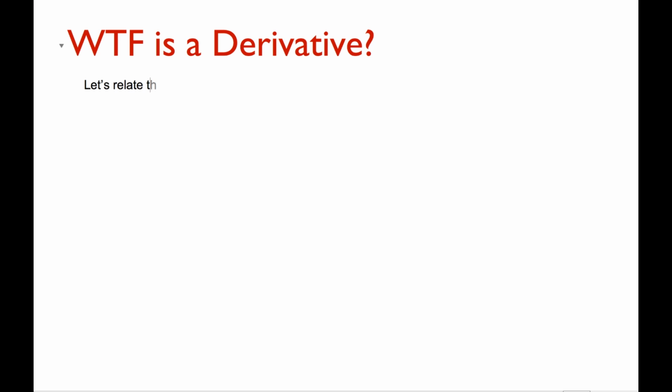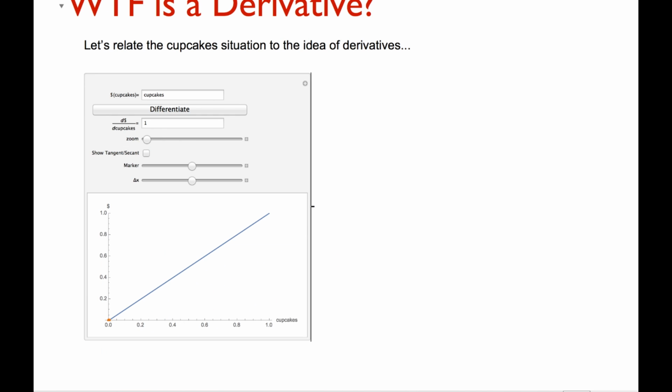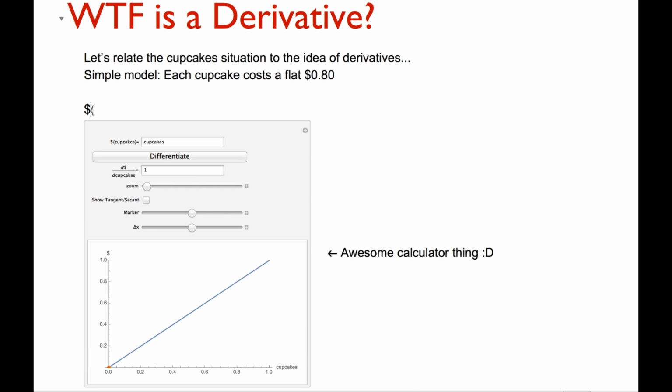So that situation back there actually had a lot to do with what derivatives are, and let's start by trying to relate the cupcake situation to the idea of derivatives. I've taken the liberty of building this nice little derivatives calculator thing. As you can see, the variables are already set in dollars and cupcakes, where dollars are the dependent variable and cupcakes are independent. So we'll start with the simple model, where each cupcake costs a flat 80 cents, just like in the beginning of that intro part.